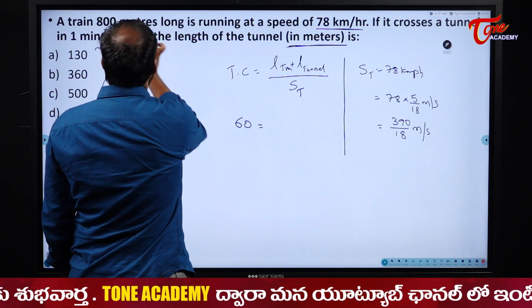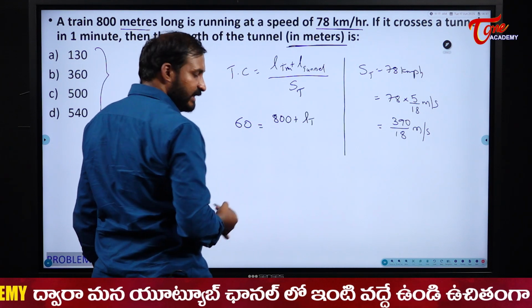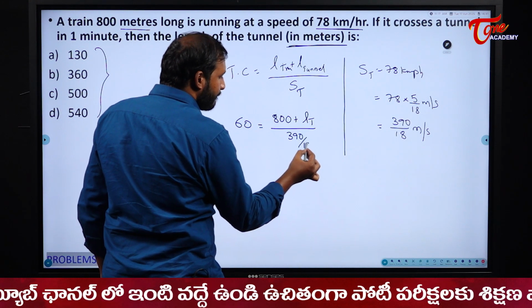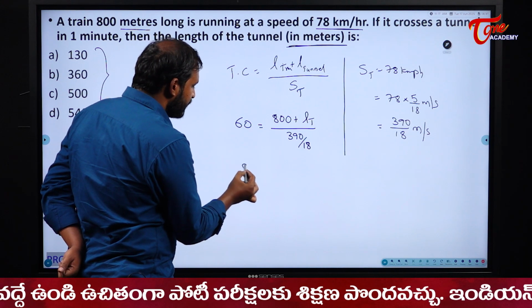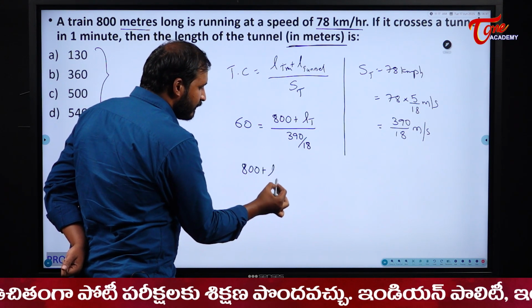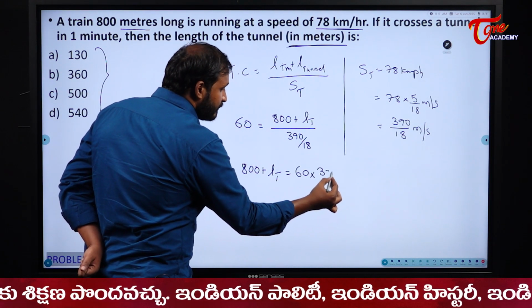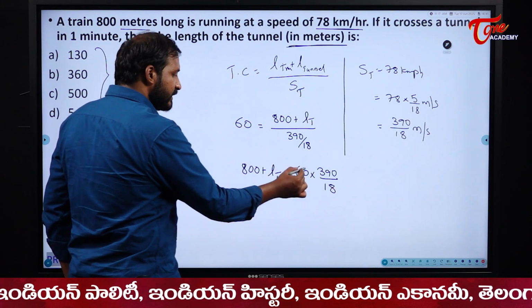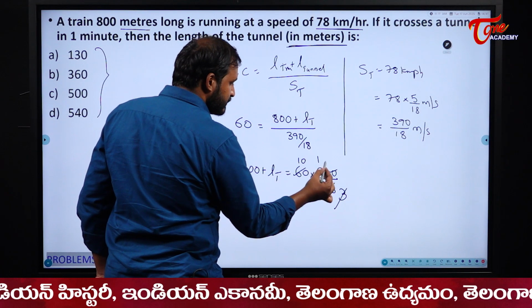Length of the train is what? 800 meters. And length of the tunnel, I will take it as LT, by speed of the train, 390 by 18. Now, please see here, from this what can I write? 800 plus length of the tunnel is equal to 60 into 390 by 18. 6 tens, 6 threes, 3 ones, 3 13s.